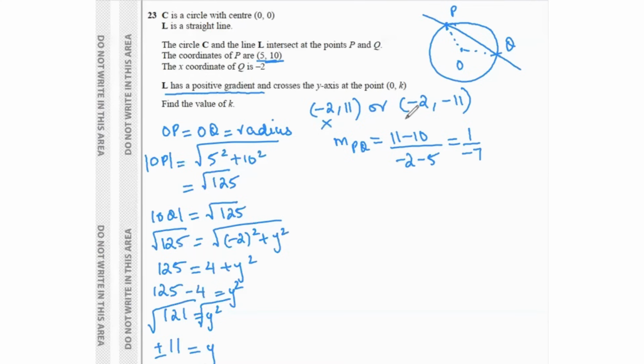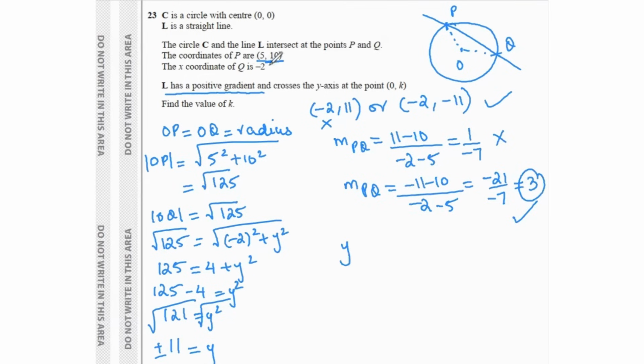Now if we use the second set, -11 minus 10 over -2 minus 5. That's negative 21 over negative 7, and that gives us positive 3. So this is correct, and this is wrong. So this is our gradient.